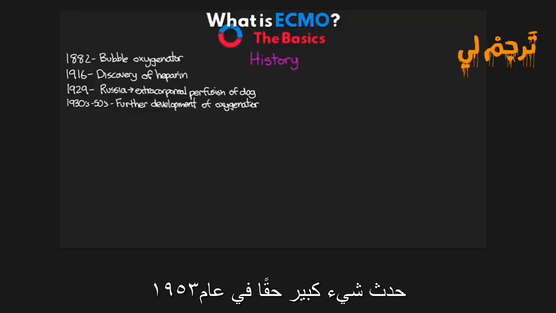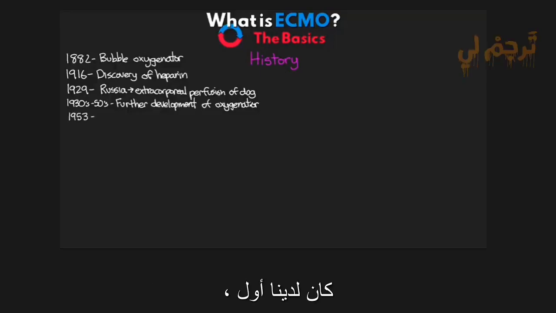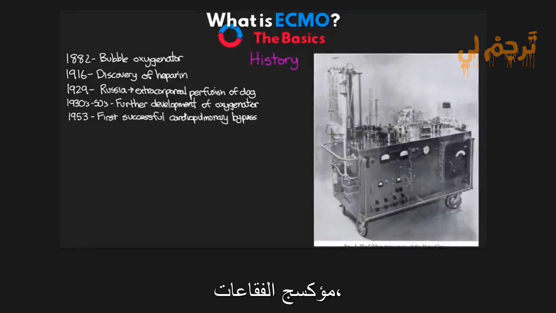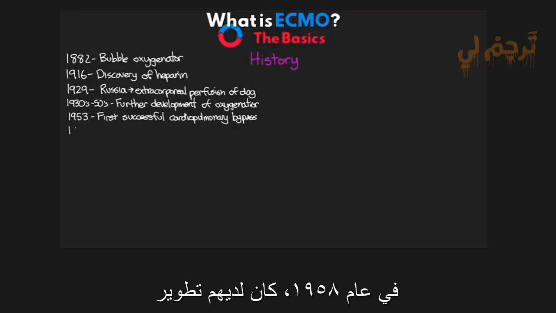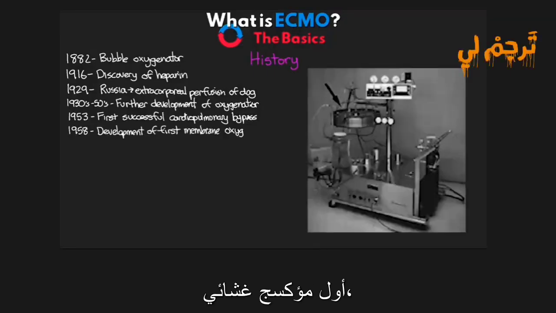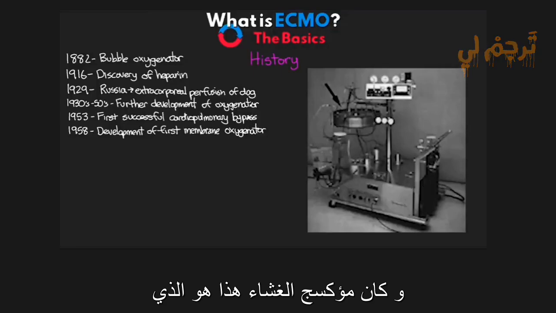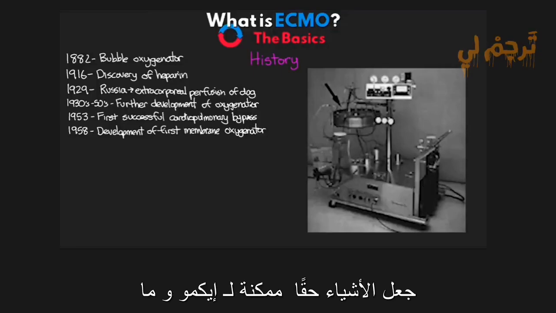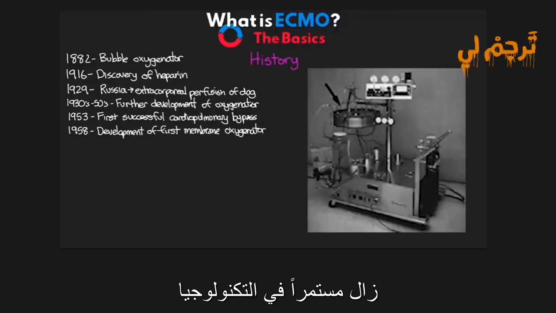Then one really big thing happened, 1953, we had the first successful cardiopulmonary bypass utilizing a bubble oxygenator. And here's an example of the type of machine that they were using at that time. Pretty interesting to see this technology here. A few years later, in 1958, they had the development of the first membrane oxygenator. It was this membrane oxygenator that really made things possible for ECMO and is still carried on in the technology that we use today.